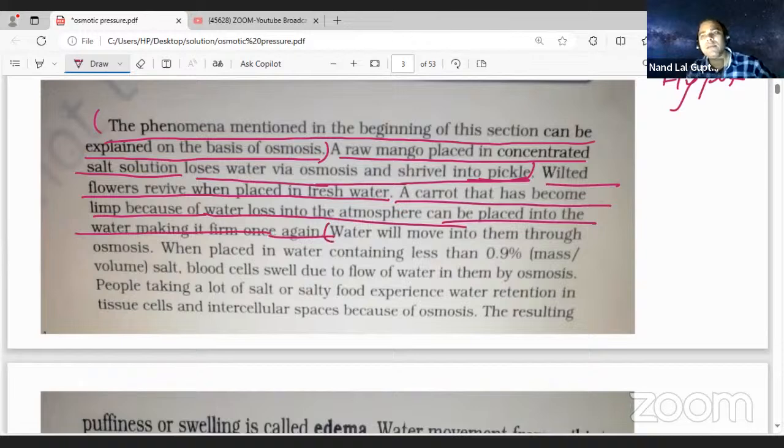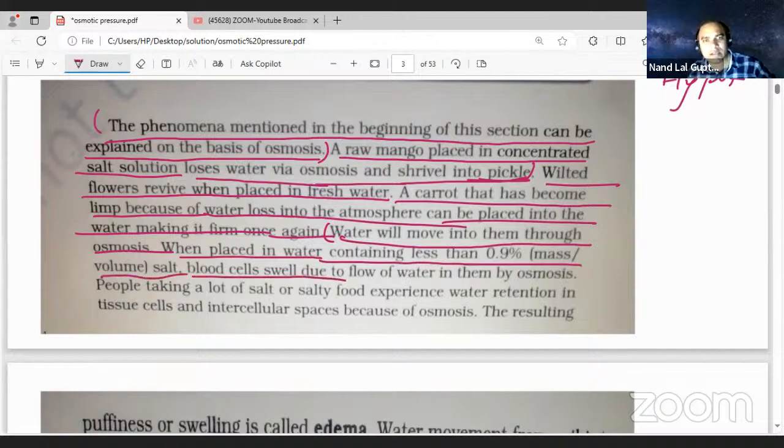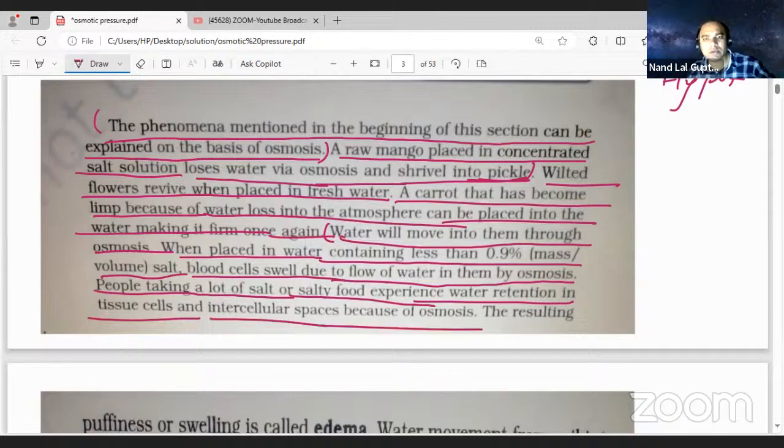Okay, why? Because you are placing in which one? Hypotonic solution. So osmosis will take place. Water will move into them through osmosis. When placed in water containing less than 0.9% mass by volume salt, blood cells swell due to flow of water in them by osmosis. People taking a lot of salt or salty food experience water retention in tissue cell and intracellular space because of osmosis.